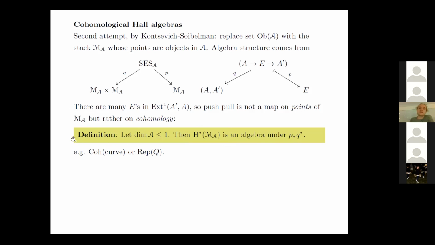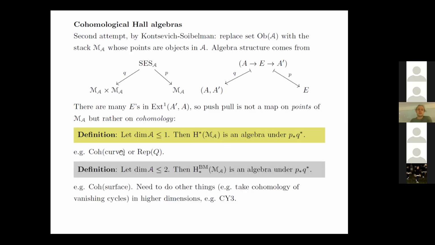So this is the COHA that I'm going to be considering, and it is going to be important to me. However, there are lots of variations. For instance, if the dimension of the category is less than or equal to 2, for instance coherent sheaves on a surface, then it turns out not the cohomology but the Borel-Moore homology is the correct thing to consider. So it turns out that this thing is an algebra under push-pull also. Although historically this was not actually the first thing considered.